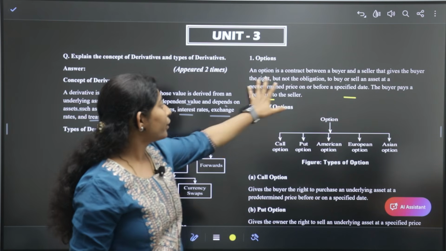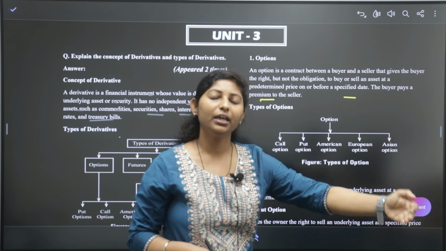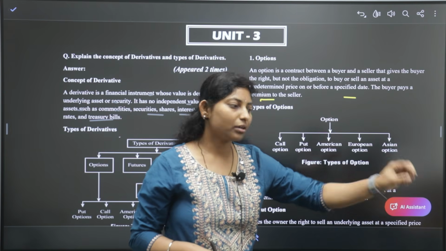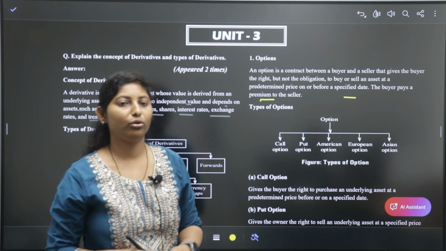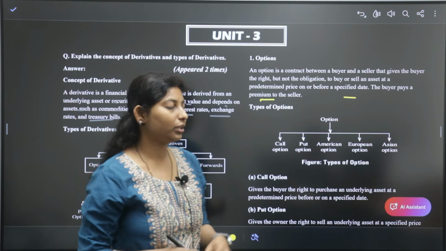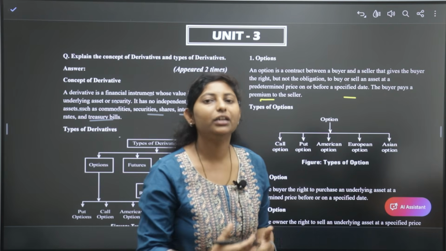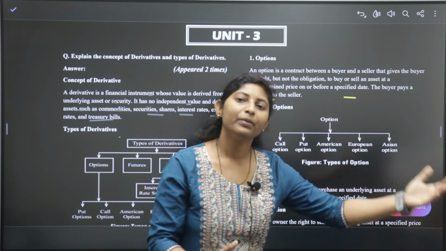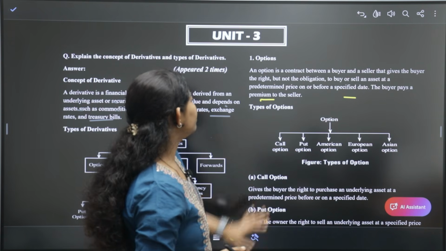So this is a contract between two parties. You want to take something from another party, and you give him an advance amount, the premium, to keep that product with him and not sell it to others. You want to buy it at the same price. If the price increases in the future, you make a profit. If the price decreases, you lose only the 500 rupees you paid to B. That is how options work.